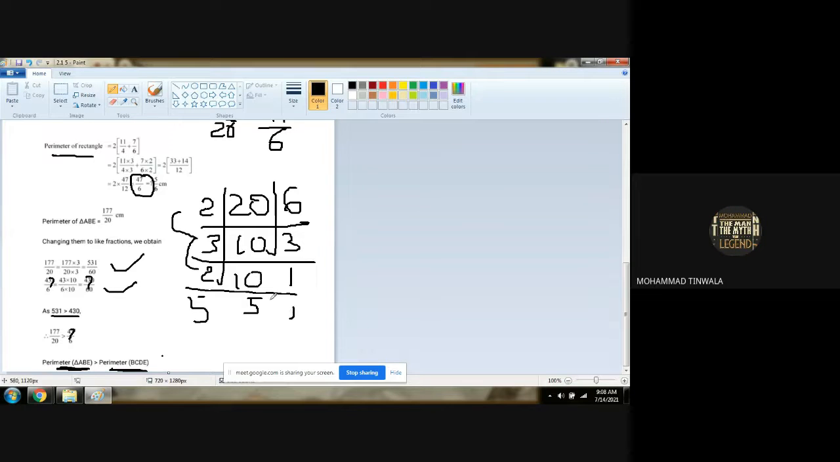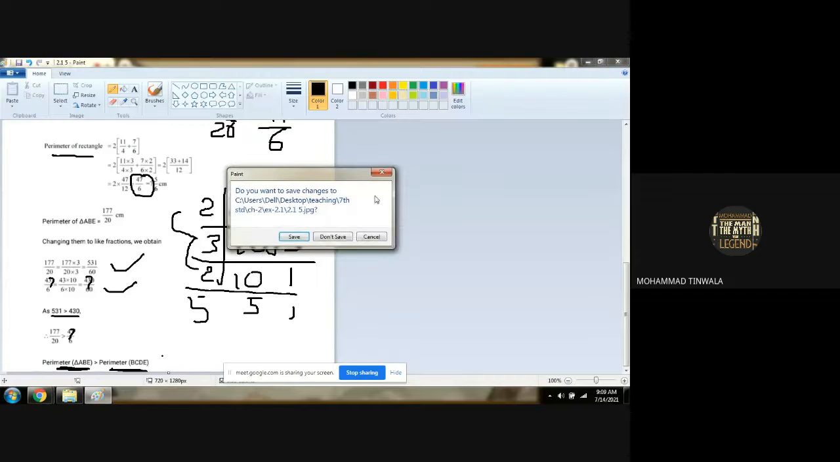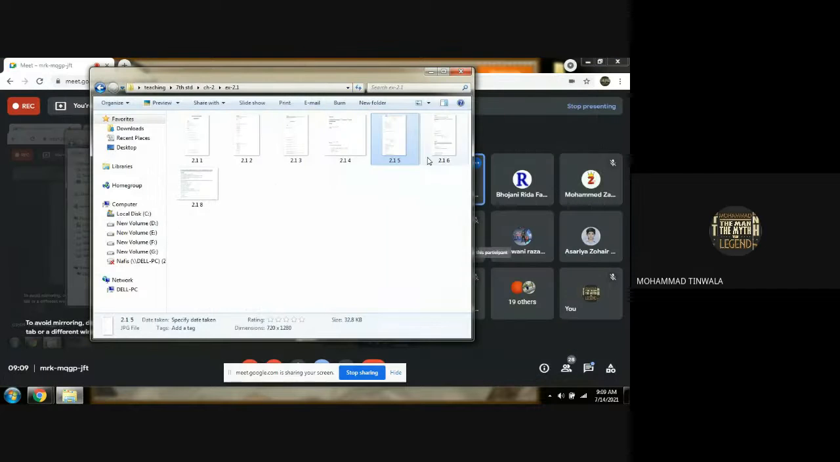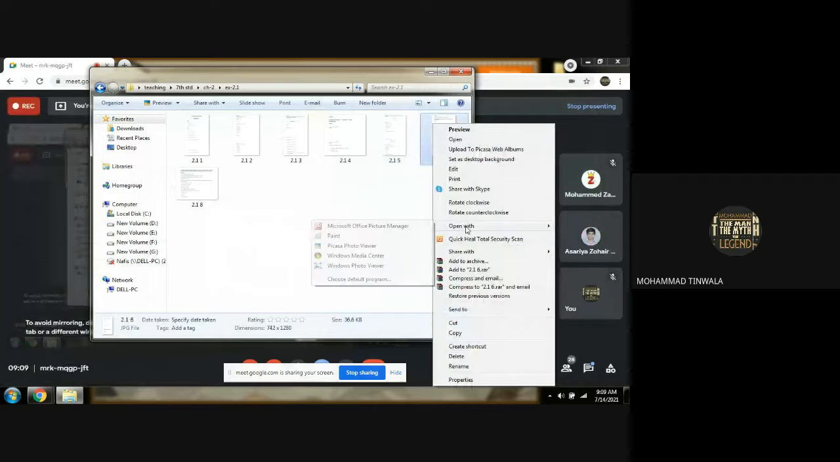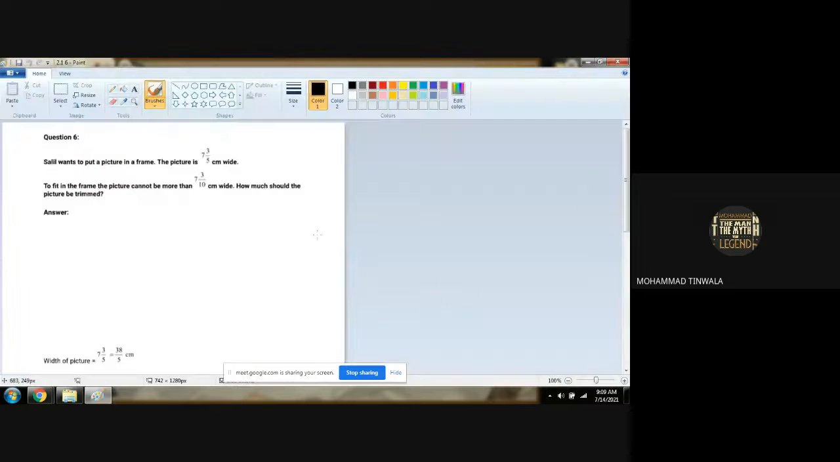Chalo, moving to the next question, question number 6. Please read this question. Who will read? Who will read this question? Please, Zohar Abbas.